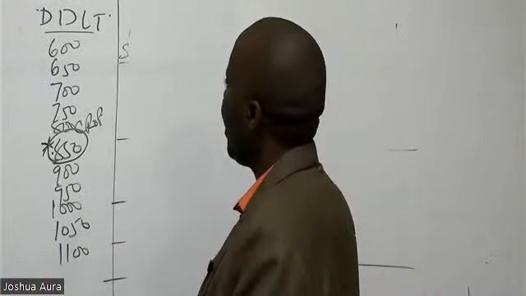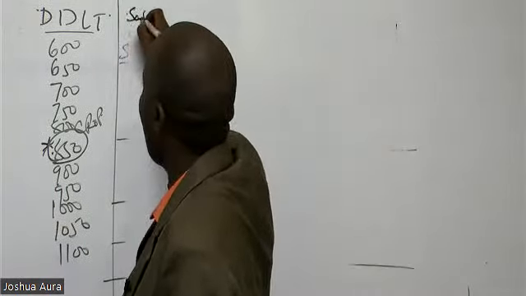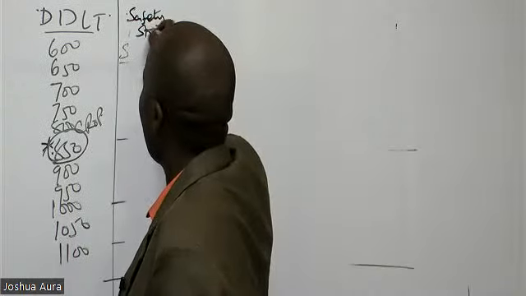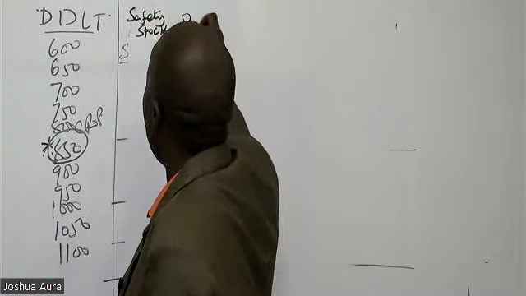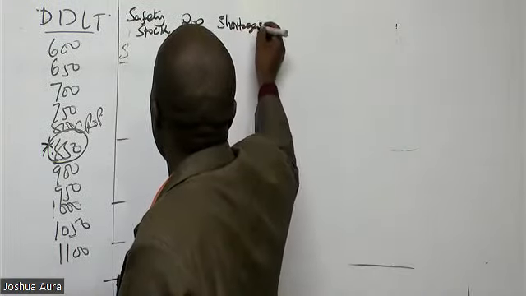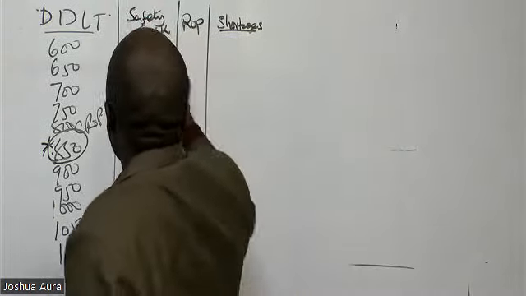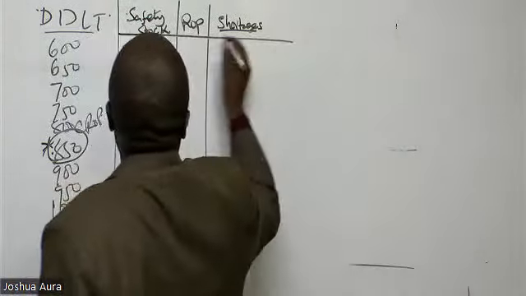Great. So in this case here, we have our safety stock. We have our ROP values. Then we have our shortages. Great. So, ladies and gentlemen, this is what we have.